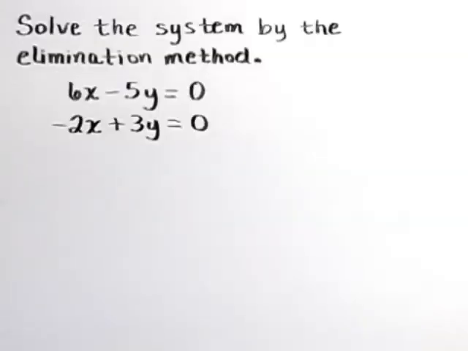Solve the system by the elimination method. We have the equations 6x minus 5y is equal to 0 and negative 2x plus 3y is equal to 0.